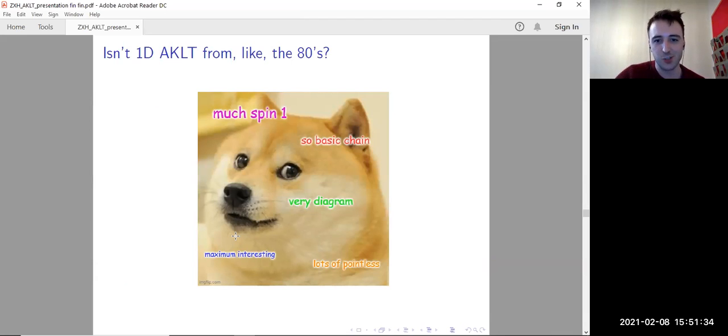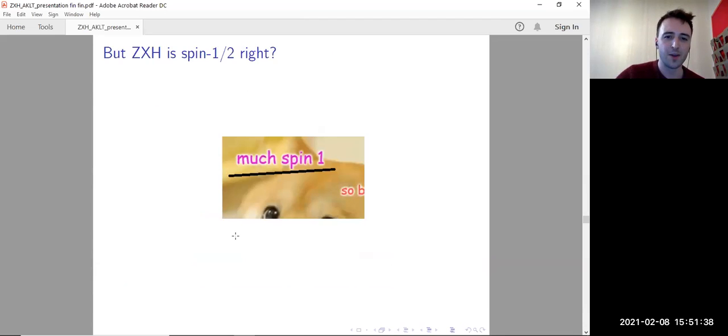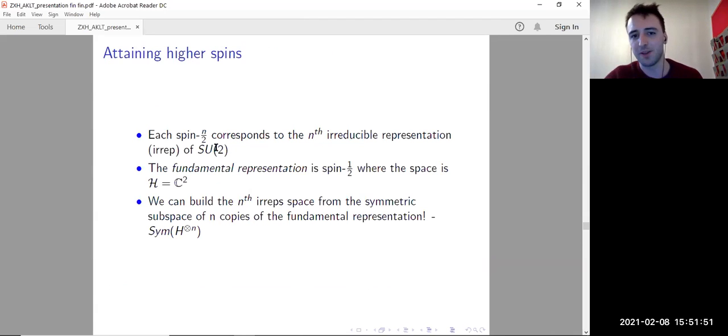Okay, but the 1D AKLT, not that exciting. It's from the 80s, spin 1. It's a chain, very nice, very interesting, great stuff. Weird though, we've been talking about spin 1, and as I've been alluding to throughout, we only really work with spin half, or at least spin half is our sort of bread and butter in ZXH. How do we get higher spins?